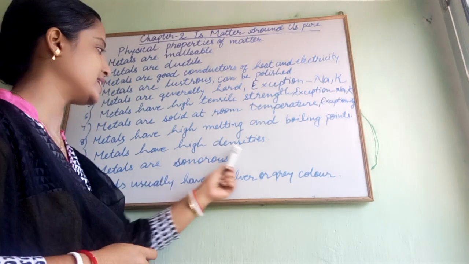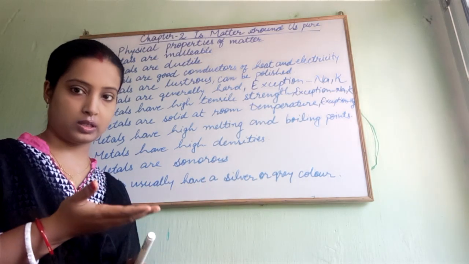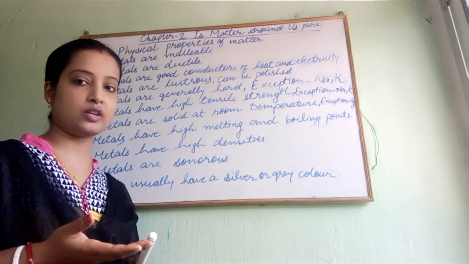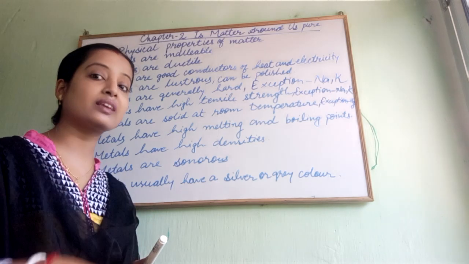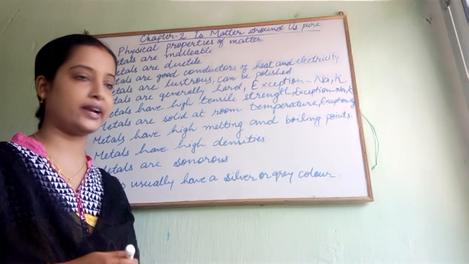Metals have high densities. So densities means they are heavier. They are not floating in water. Instead, they are sinking in water because they are having high densities. All the metals are having high densities.